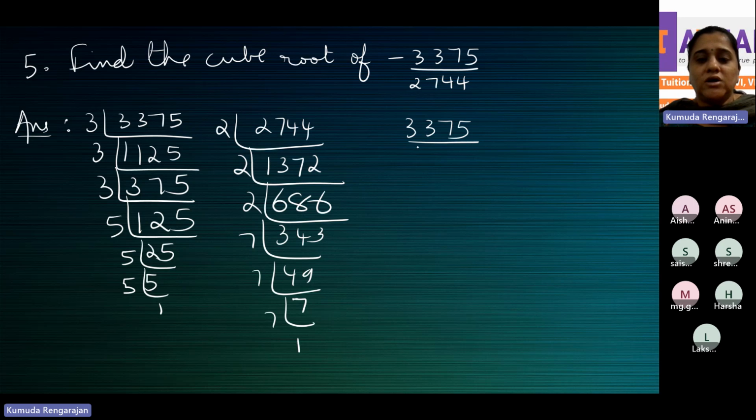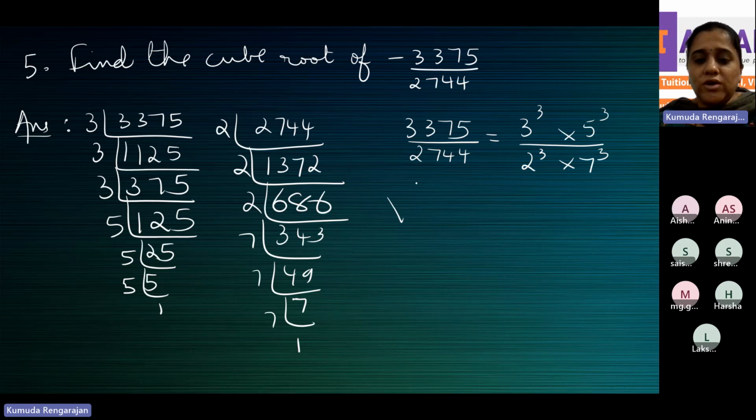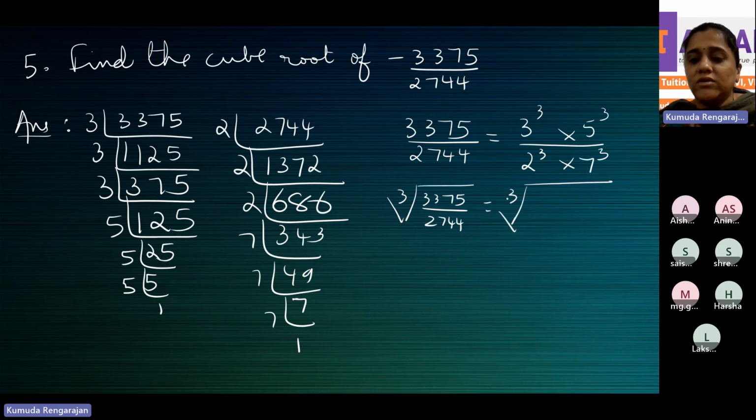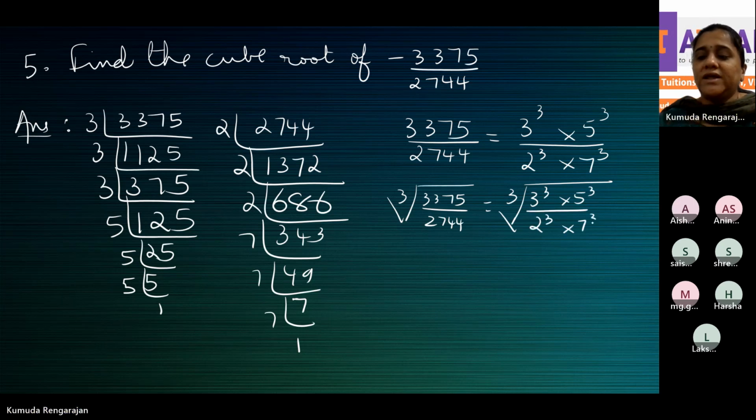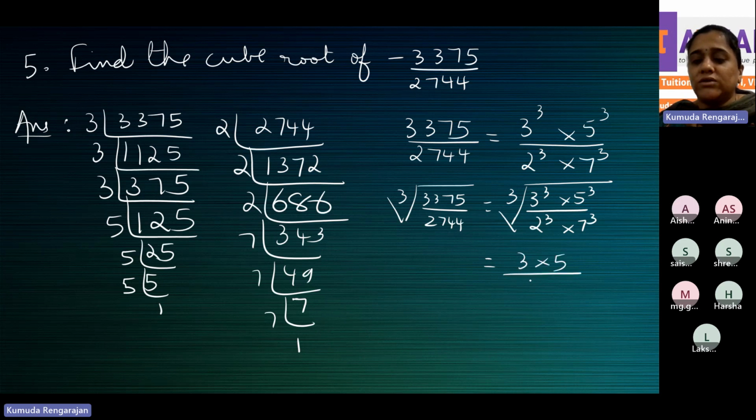So 3375 divided by 2744 is equal to 3 cubed into 5 cubed divided by 2 cubed into 7 cubed, correct? So the cube root of 3375 by 2744 is equal to the cube root of 3 cubed into 5 cubed divided by 2 cubed into 7 cubed. Taking cube root on both sides, from 3 threes, 1 three out. From 3 fives, 1 five out. 2 and 7. So that is 15 by 14.